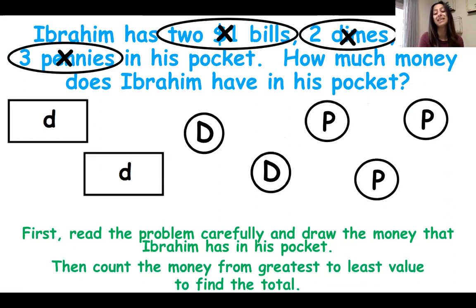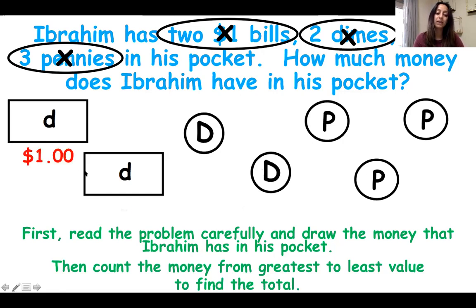Here it just so happens that it is arranged in order from greatest value to least value. We have our dollars first, then our dimes because there are no quarters, and then our pennies because there are no nickels. So let's start. I'm going to write again underneath as I count.